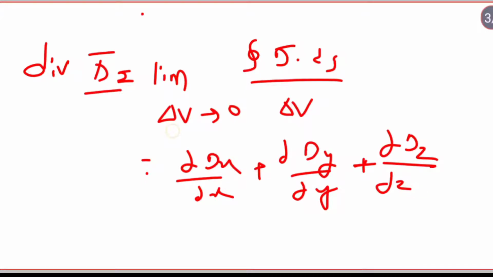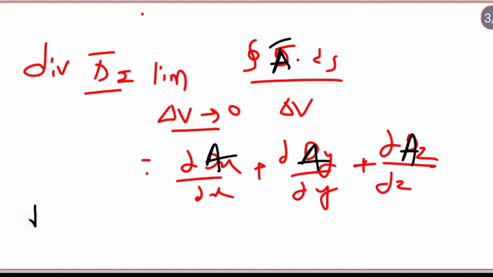Similarly, we can write divergence of A bar also. In place of D bar, we can substitute A bar. That is, divergence of any vector is limit delta V tends to 0, and we can write A bar in place of D bar, A bar may be any vector, of surface integral A dot dS divided by delta V, which equals dou Ax by dou x plus dou Ay by dou y plus dou Az by dou z.